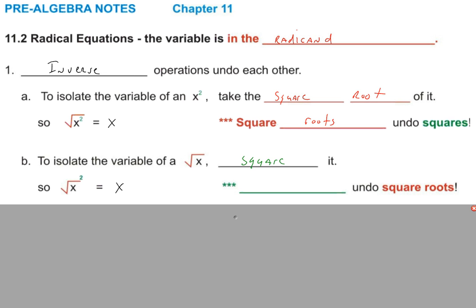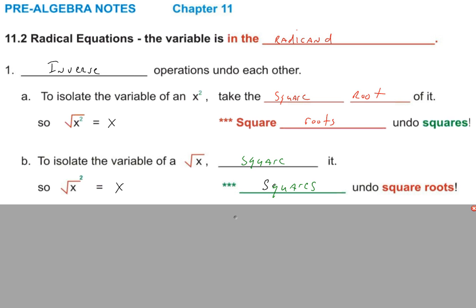So these are two different situations. The top situation, the variable is squared. How do you get to the variable? You take the square root of it. Square root of x squared is x. Second situation, you have a square root of x. How do you get to x? You square it. So the second one is squares undo square roots.